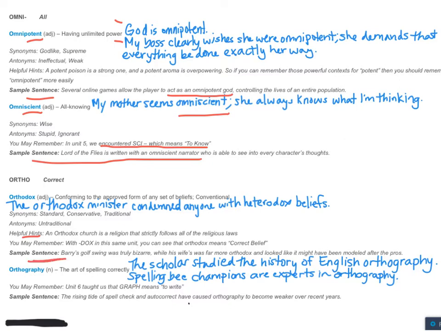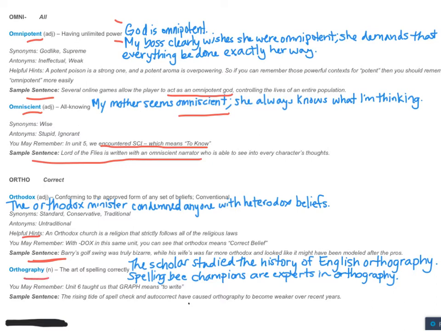And the sample sentence is not related to religion. It says, Barry's golf swing was truly bizarre, while his wife's was far more orthodox and looks like it might have been modeled after the pros. So you can also talk about something like a golf swing or a style of dress as being orthodox, which is very kind of traditional and normal.